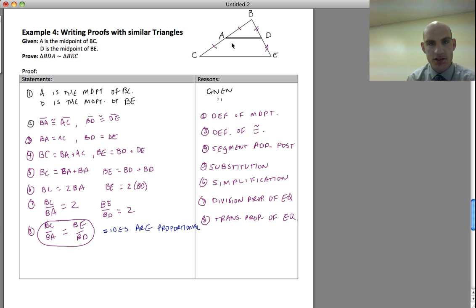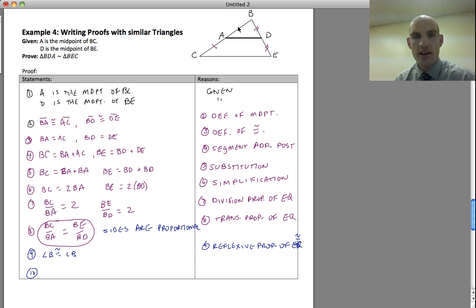And what I need, so now these two sides are proportional. All I need now is the angle in between. So I'm going to say that angle B is congruent to angle B. And that's just reflexive property. Actually, it's of congruence, right? Because I'm talking about congruence. And so now what I've said is a side, an angle, and a side have the relationship that the side is proportional to the side, the angle is congruent, and the side is proportional to the side.